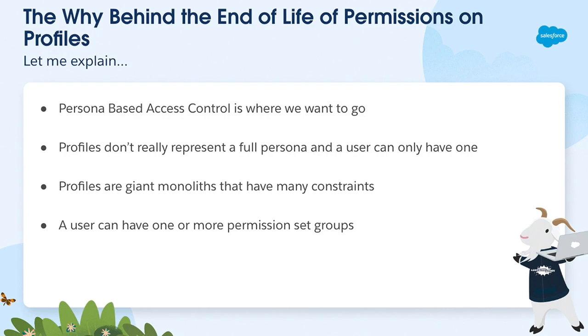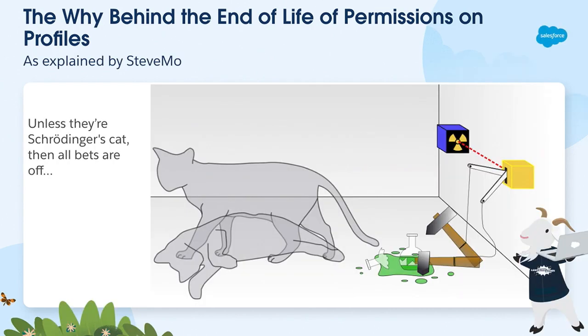Also, profiles are giant monoliths, and they just have a lot of constraints. And what's really great about permission sets and permission set groups is a user can have more than one. Users can only have one user name, one user role, and one user profile, unless they're Schrodinger's cat, in which case all bets are off.